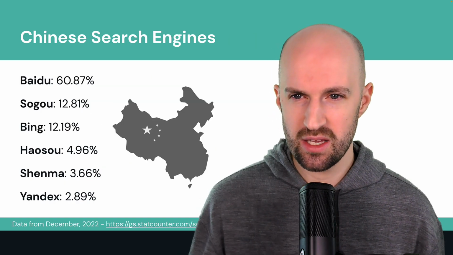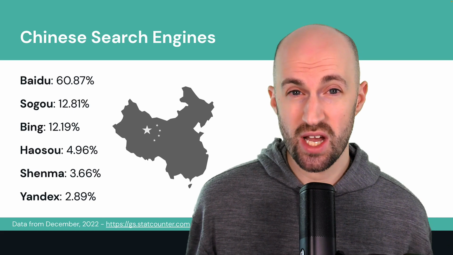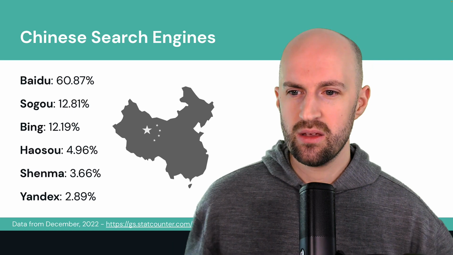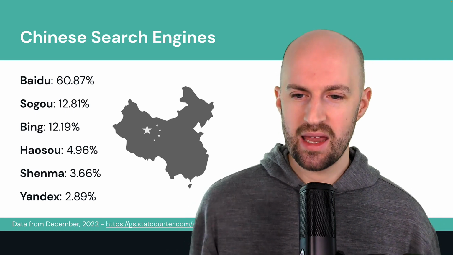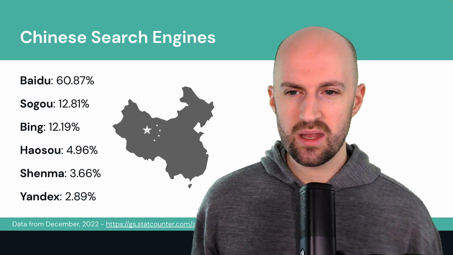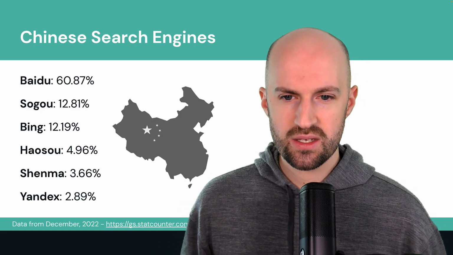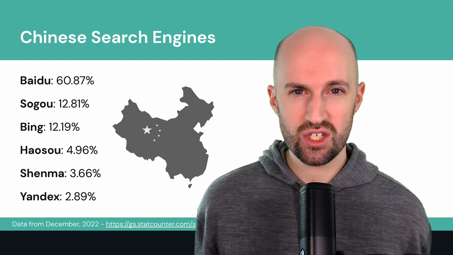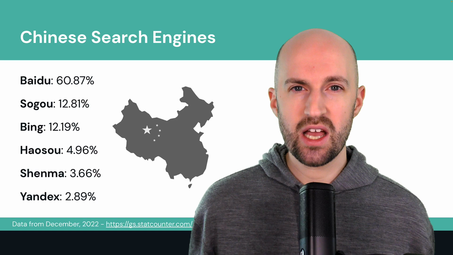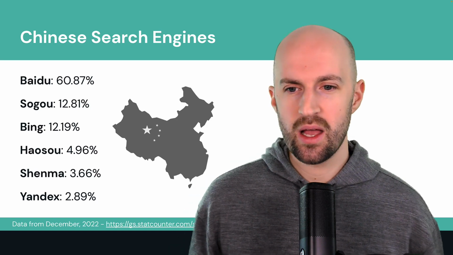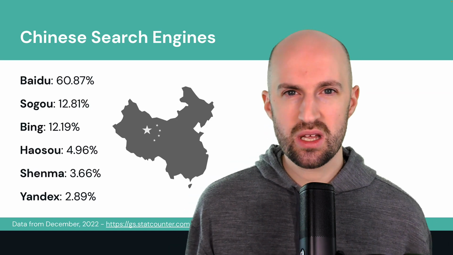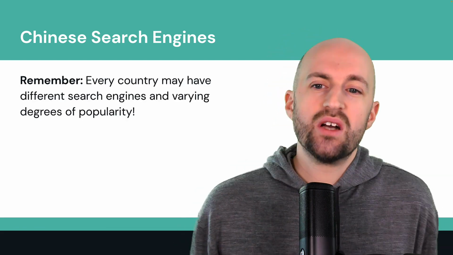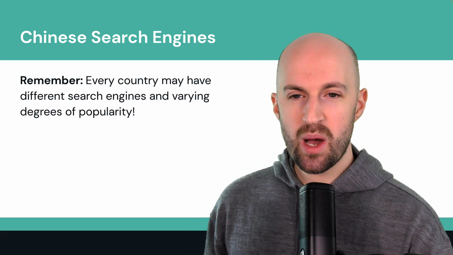So let's talk about some international search engines, like Chinese search engines. In China, they use Baidu, Sogou, Bing, Haosou, Shenma, Yandex, and these are basically the current market shares for these. So let's say you're going into China, make sure that you research the major search engines there, or in any other international market. Let's say you are going into a different market, their market shares might be slightly different. Remember, every country might have different search engines, with varying degrees of popularity.